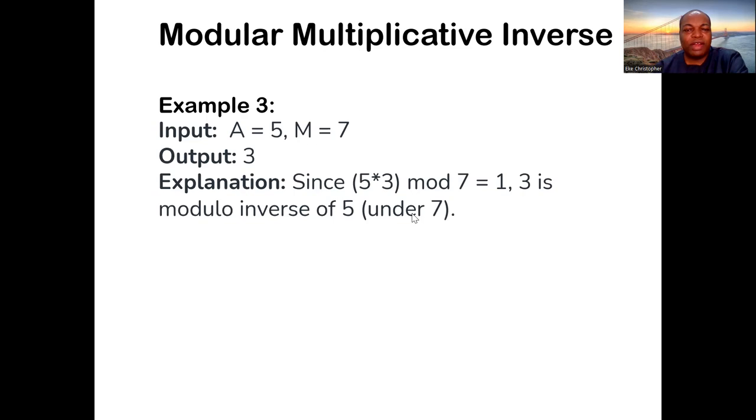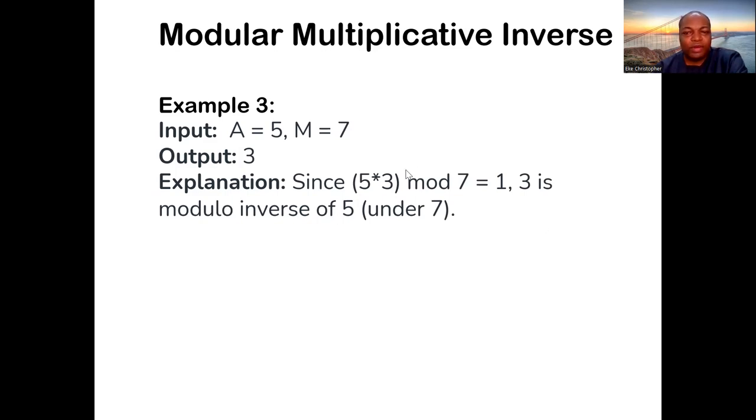So I hope it's very clear. Let's take another example, number 3. We have input as 5 and M modulo is 7. All right, so we are looking at the multiplicative inverse and the output is 3. How did we get this output 3? We need to test what we are going to multiply with A, which is 5, so that the mod 7 of it gives 1, but it must be within the range of M minus 1. So here we have our range M minus 1, which is 7 minus 1, 6. We have 1, 2, 3, 4, 5, 6 within the range.